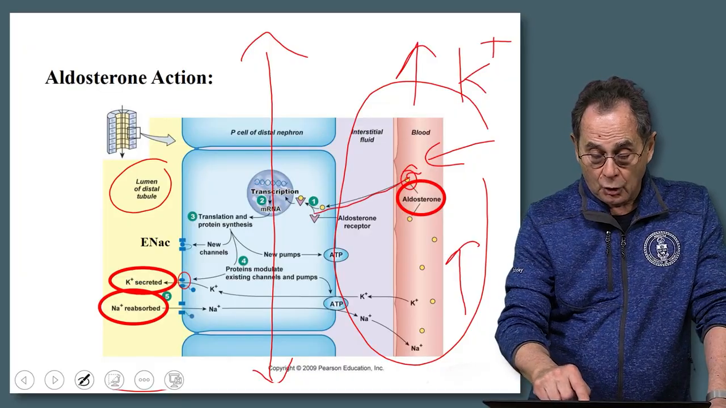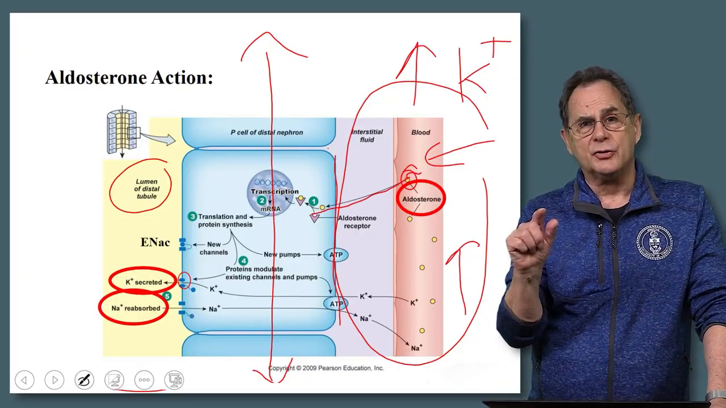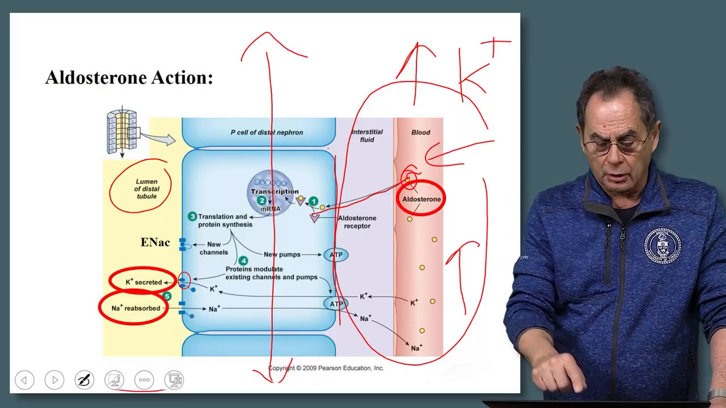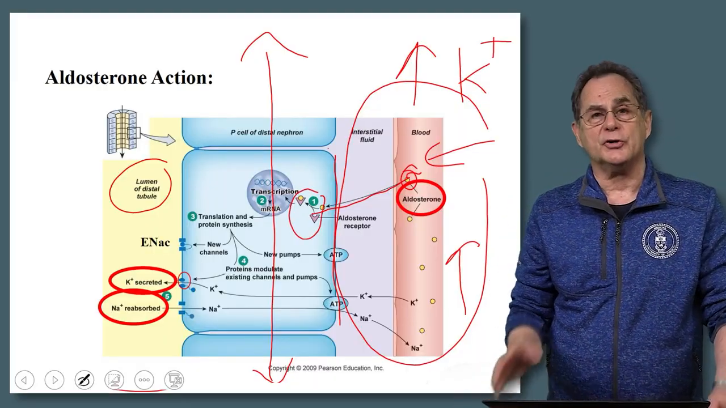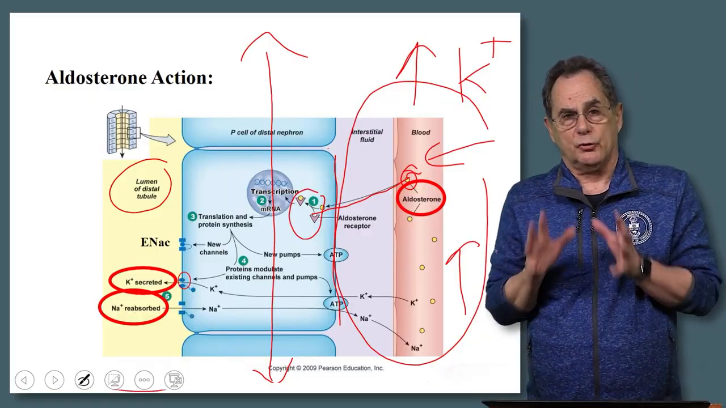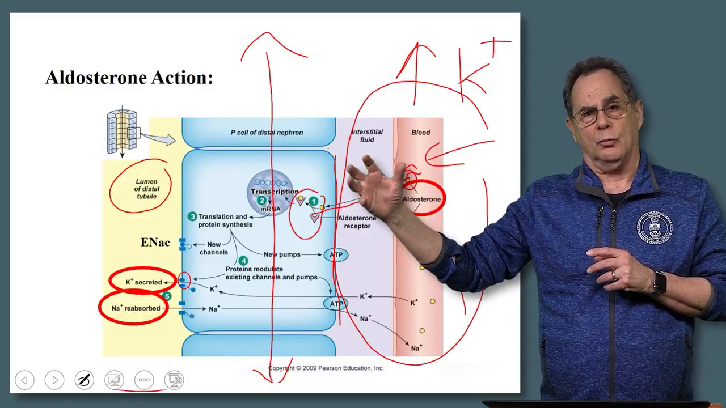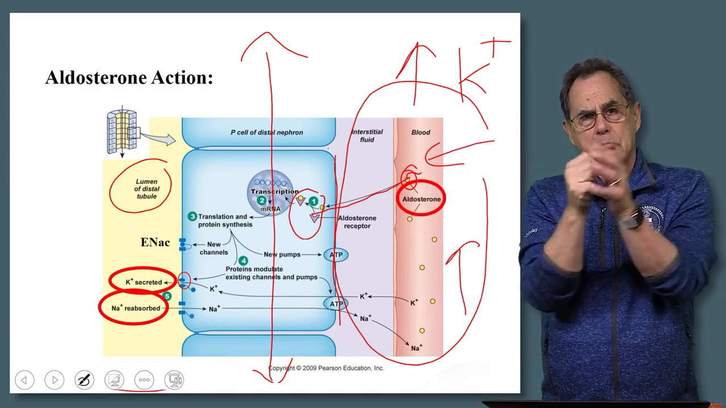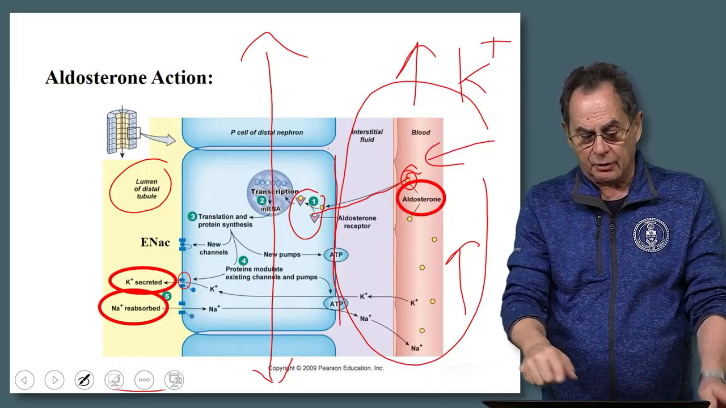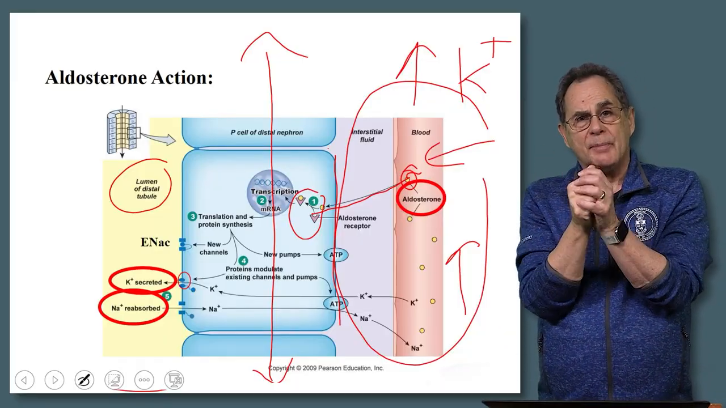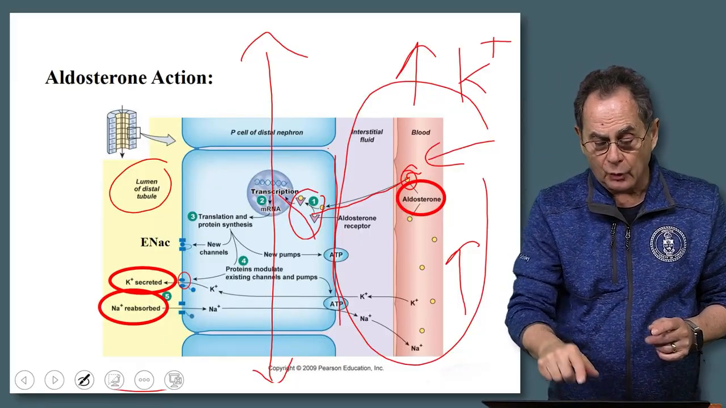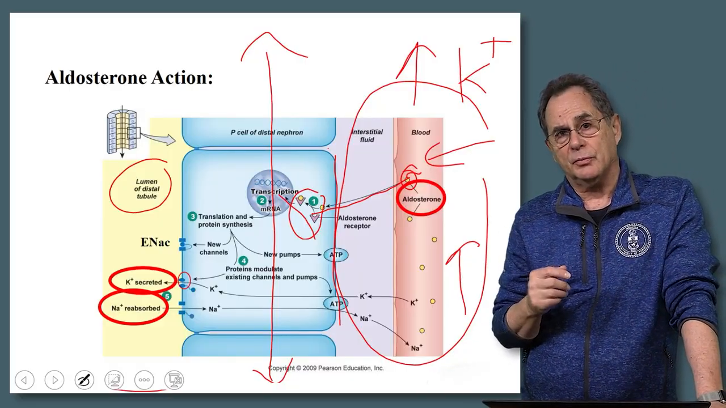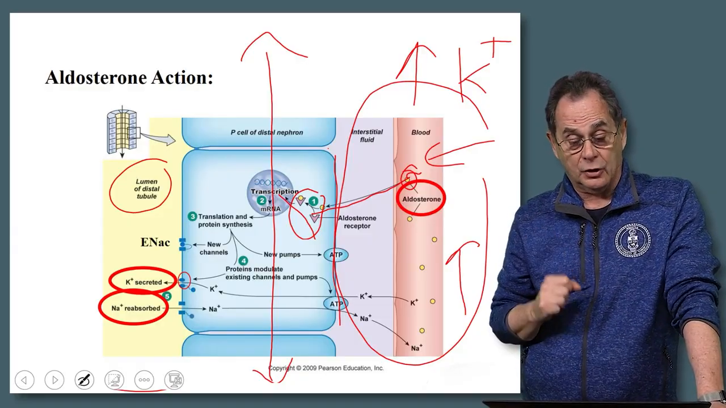The aldosterone will diffuse across the basolateral membrane of the cortical collecting duct principal cell, and it engages a cytoplasmic receptor. So the paradigm here is a steroid hormone that diffuses through the lipid bilayer, enters the cell, binds to a receptor within the cytoplasm, and that ligand-receptor combination translocates into the nucleus and influences gene transcription, becoming an active transcription factor.